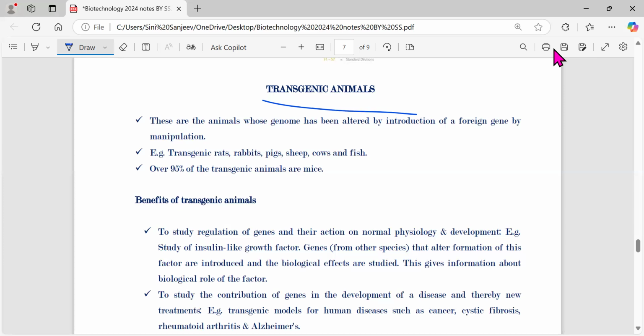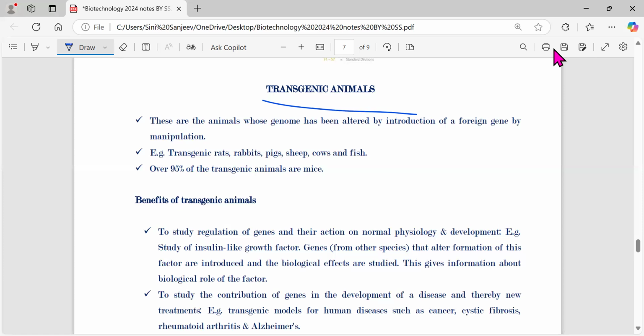For example, rats, rabbits, or whatever. You carry out the experiment so that you can gain whatever the result is. Mostly in laboratories, you can see pigs and rats being used as transgenic animals because they are easily available, and they show the results in a shorter time, in a much more simplified form.